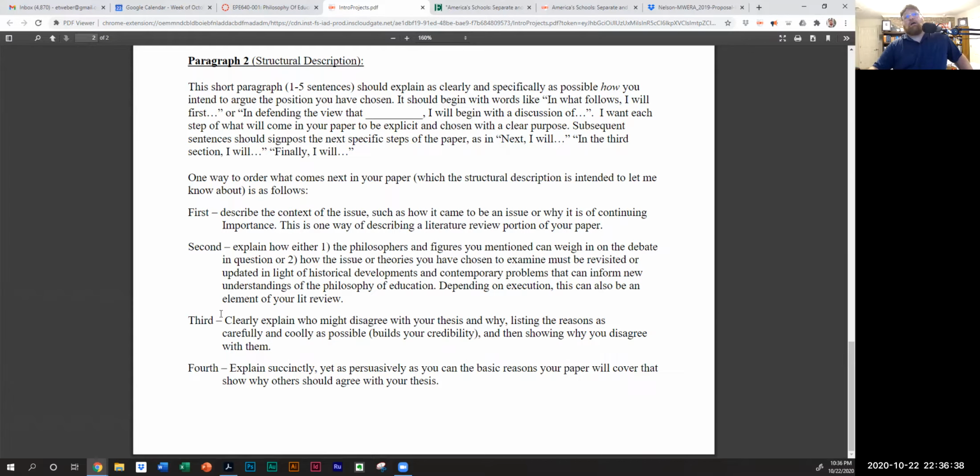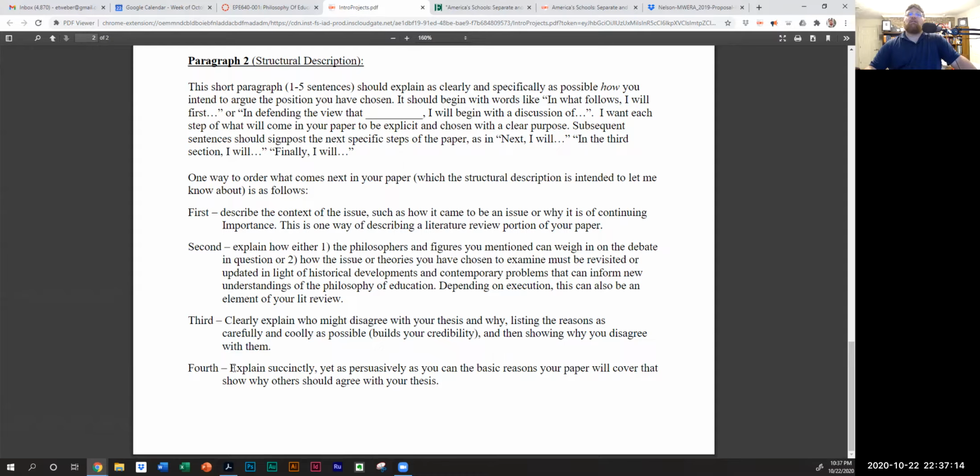So anyway, third, clearly explain who might disagree with your thesis and why, listing the reasons as carefully and as coolly as possible. In other words, don't just dismiss someone. Don't just insult someone. The person you're trying to convince may be reading this. Right. And hopefully that's the point, isn't it? If you're trying to convince anybody, hopefully you can convince somebody who doesn't think what you think and is reading this. So don't insult them if they hold a different view. So, be cool about it. That builds your credibility, and then show why you disagree with them respectfully. Right. Try to give the best case you can against your view, and then show nevertheless why you think what you do.